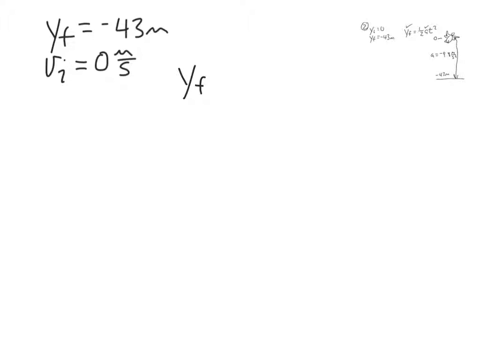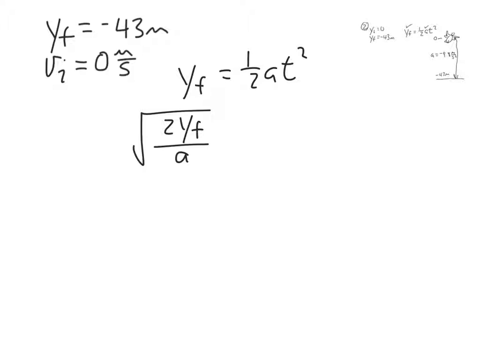Y final is equal to 1/2 a t squared. Now, if you already looked at how these things are arranged, you should have this formula already rearranged for you. So it's going to be t equals the square root of 2 y final over a.